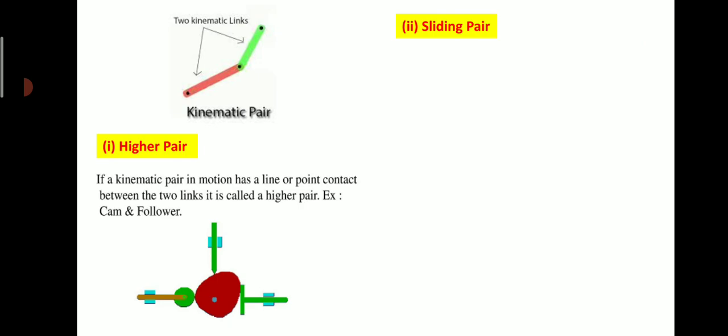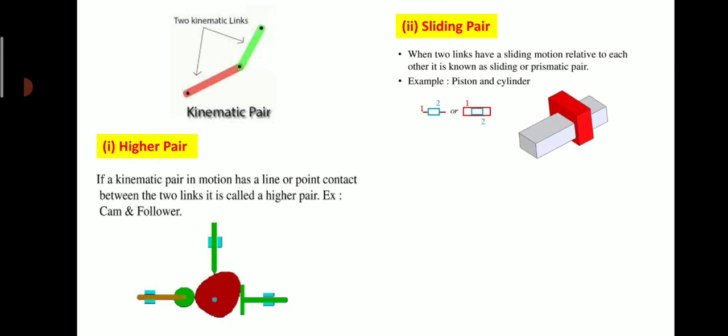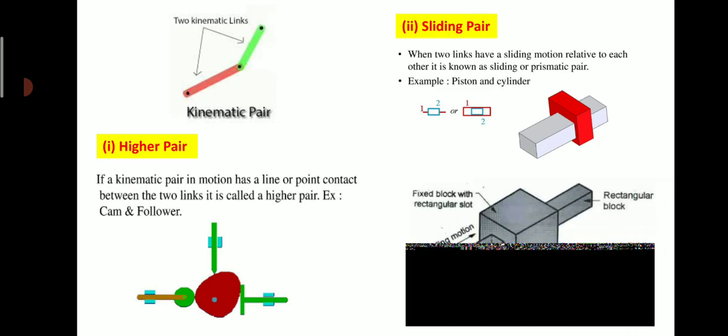How to represent sliding pair? When two links have a sliding motion relative to each other, it is known as sliding or prismatic pair. Example is piston and a cylinder. Here you will see in this sketch a rectangular block is going to slide inside a fixed rectangular slot.